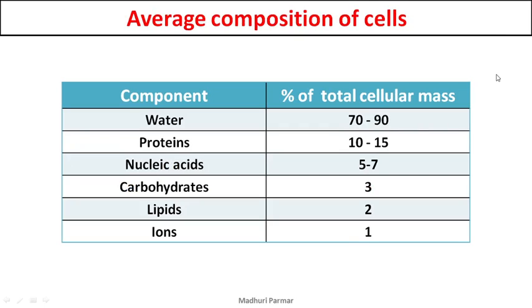So again, when we started with the cell, we had discussed this proportion. Coming back to the same, the average composition of cells is 70 to 90% water, followed by 10 to 15% proteins. Then nucleic acids, which include DNA and RNA, then carbohydrates, followed by lipids, and the lowermost or least amount is of ions. All that sodium, potassium, chloride, sulfate will be included in the ions. So this is the composition of an average cell.